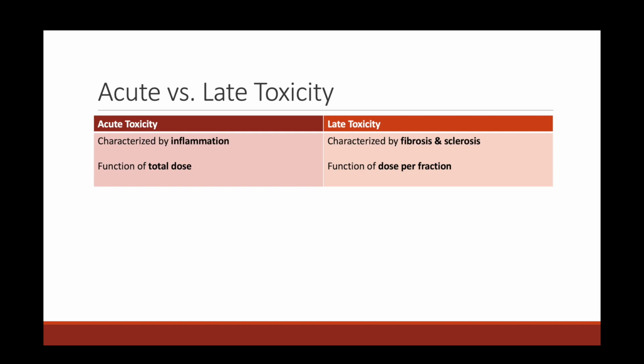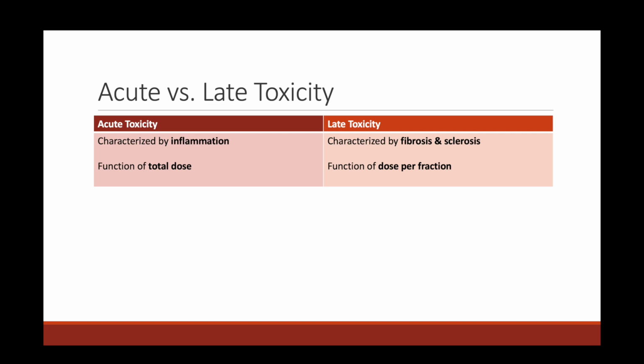So very briefly now, we talked about early responding versus late responding tissues, and we said these are not to be confused with acute versus late toxicity. I want to take a moment just to talk about toxicity and how there are 2 different buckets in radiation. We say there's acute toxicity that happens during radiation treatment and in the first couple of weeks after radiation treatment as the body is acutely responding to that radiation. Acute toxicity is characterized by inflammation, and it's actually a function of the total dose that we're delivering.